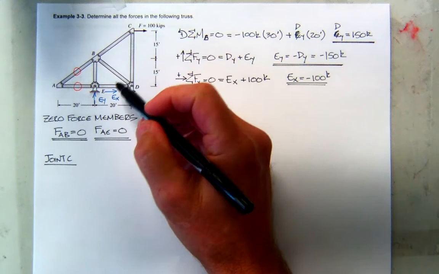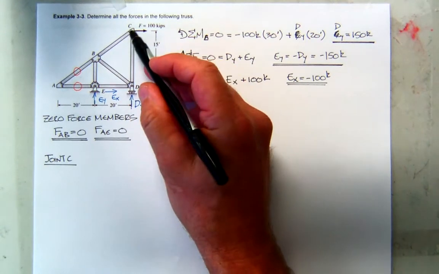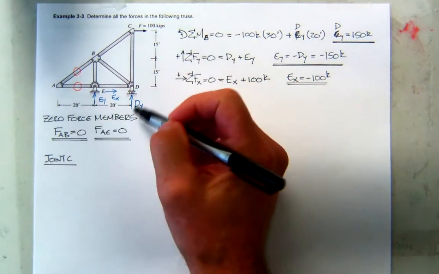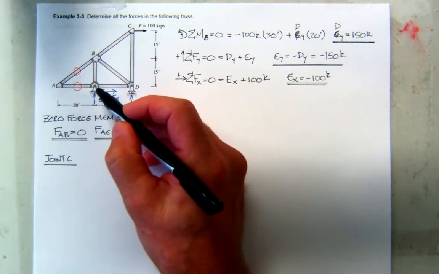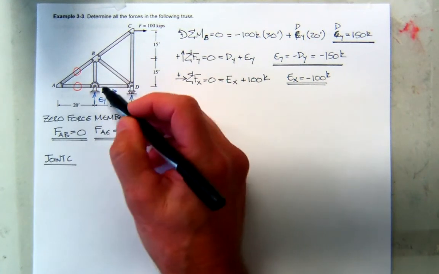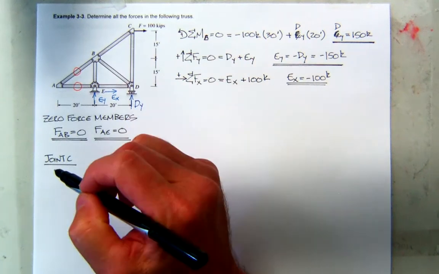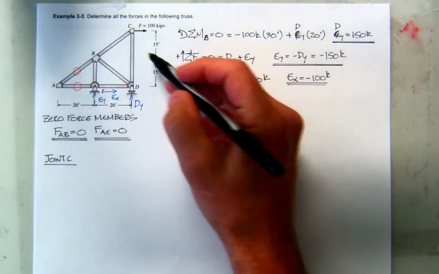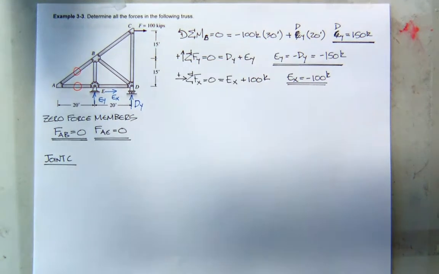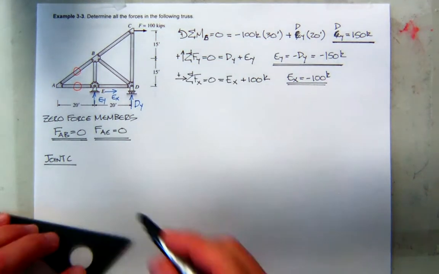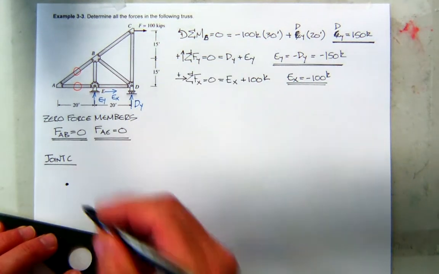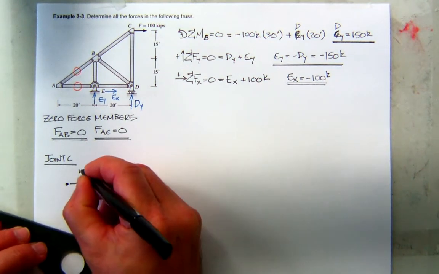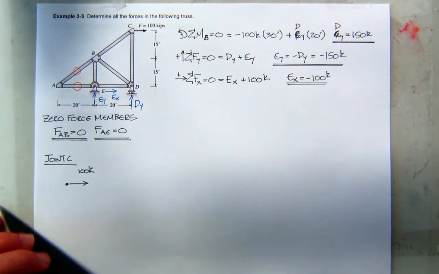Now, the one advantage of going to joint C is you should be able to find these two reactions, and they won't include any of your previous calculations. If you did go to E, both your results are going to be directly dependent on EX and EY. So if you had made a mistake, that's going to show right up immediately. So here's a chance to get some independent calculations for some of your variables. So here is our joint at C. Here's the applied load, 100 kips.